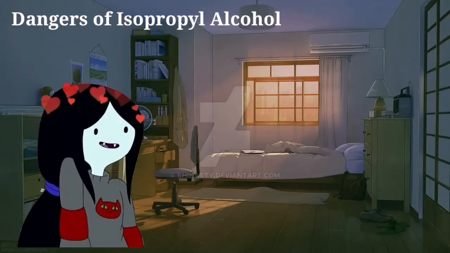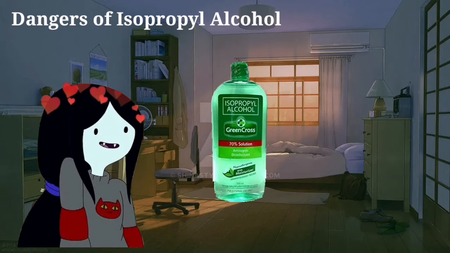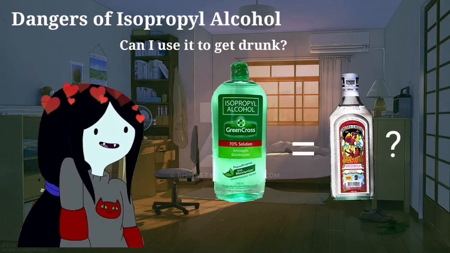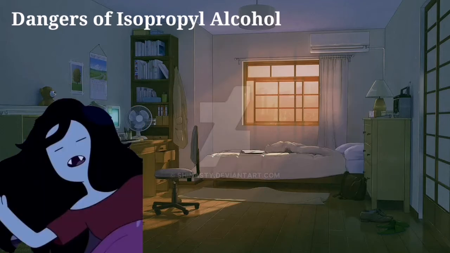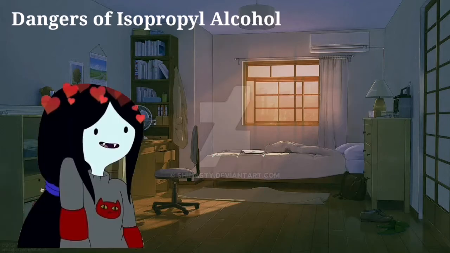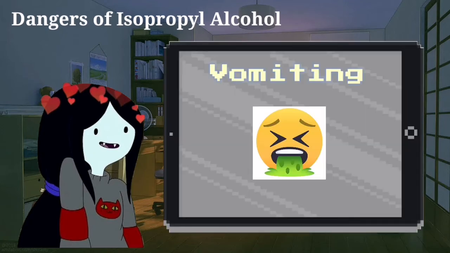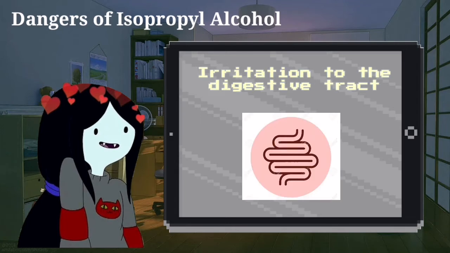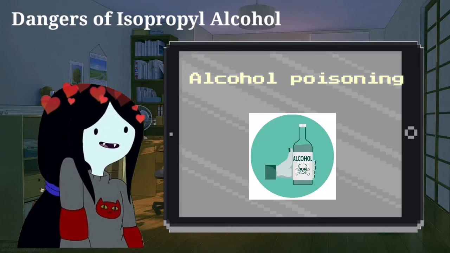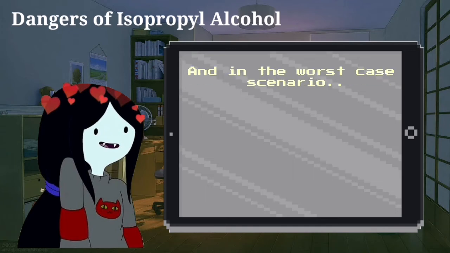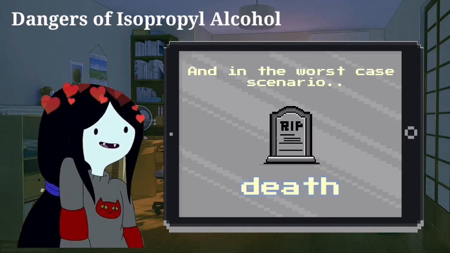If you're anything like me, you might think, hey, this is alcohol. Is it still the same as the alcohol that makes me drunk? The answer to that is yes. You can drink it and get drunk, but you will also die. And even if you don't die, you would still get the list of symptoms, which includes vomiting, slurred speech, irritation to the digestive tract, kidney or liver damage, alcohol poisoning, and in the worst case scenario, death.